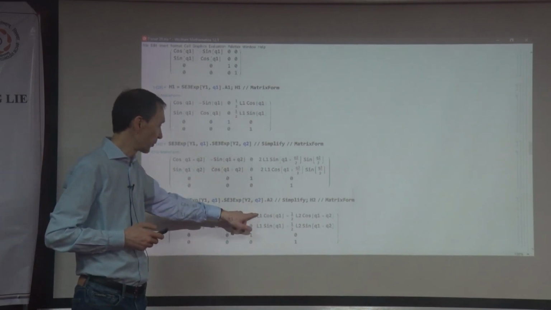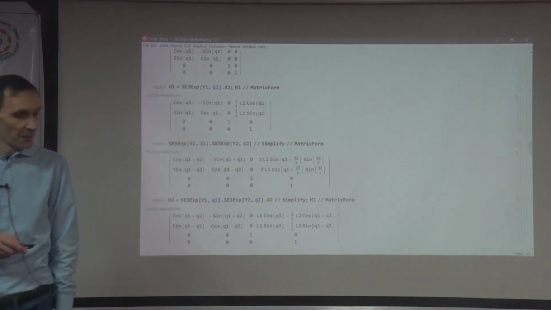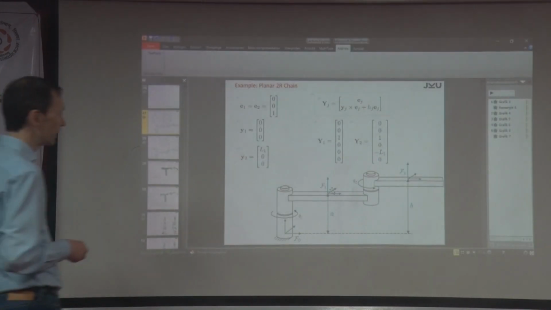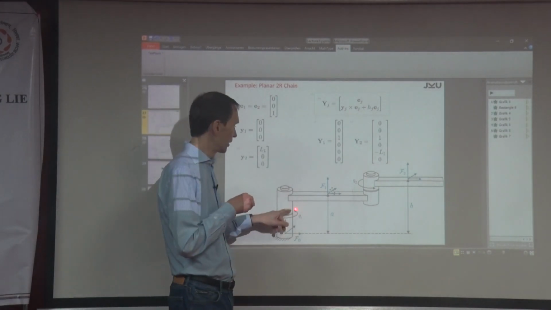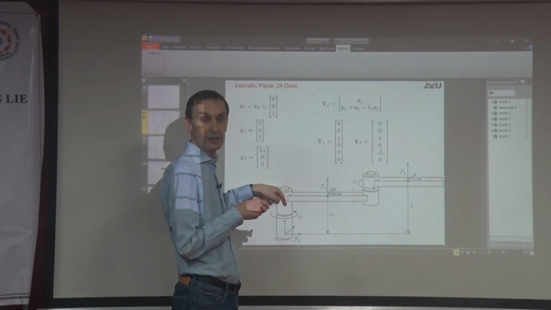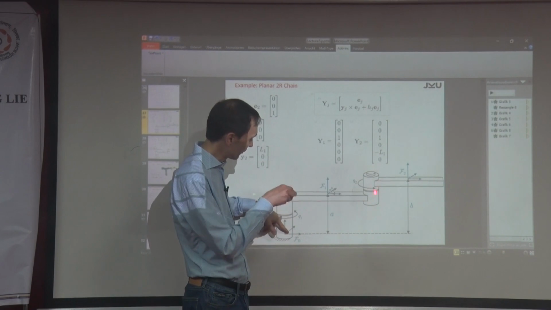Look at this x component, for example. We have L1 cosine Q1 plus L2 half cosine of the sum of the two angles. So L1 is this one, times cosine of this angle, which gives you the x component of this point.